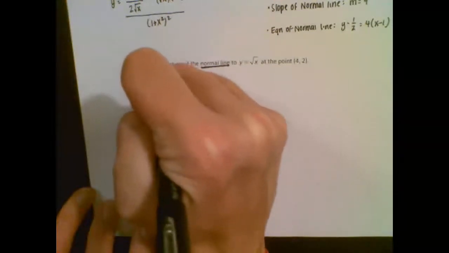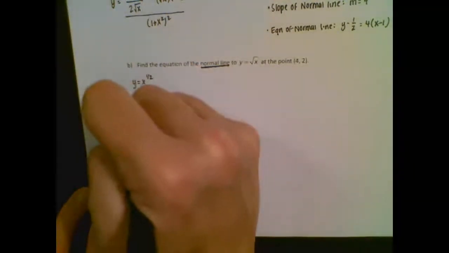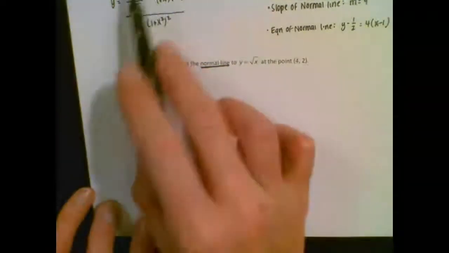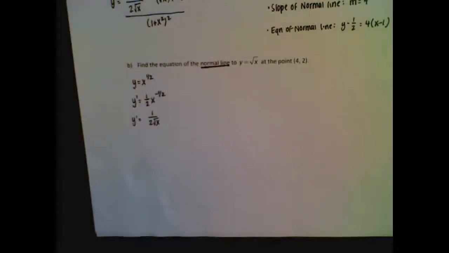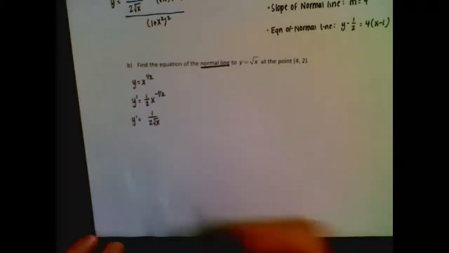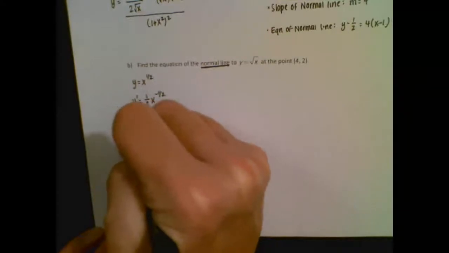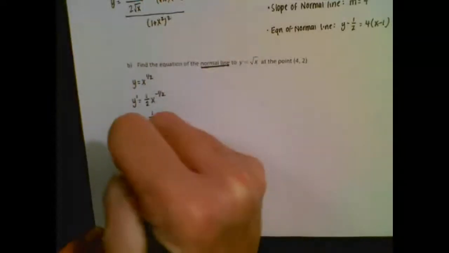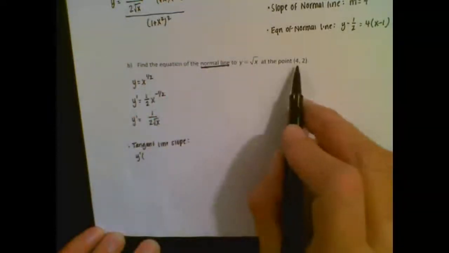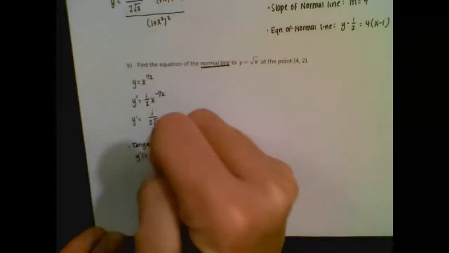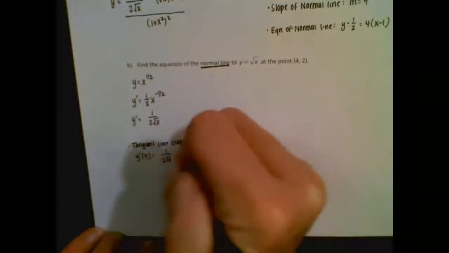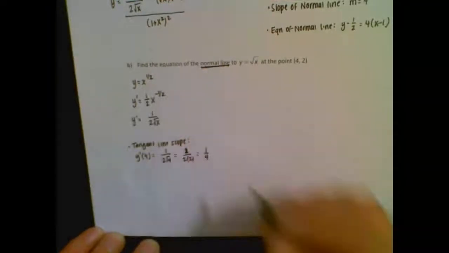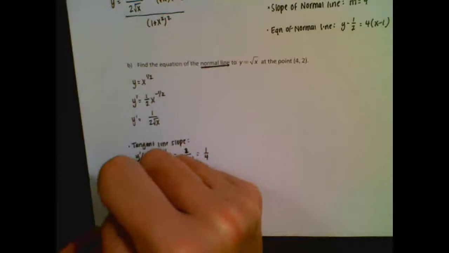So 1/2 x to the negative 1/2, which if I rewrite that a little bit cleaner, would just be 1 over 2 root x. I kind of showed why that happened up here in the first example, but if you have any questions on it, you can definitely let me know. Now I'm going to find the tangent line slope. I'm going to evaluate y prime at the x value of 4. So y prime of 4 would be 1 over 2 times the square root of 4, so 1 over 2 times 2. So my tangent line slope is going to be 1/4.